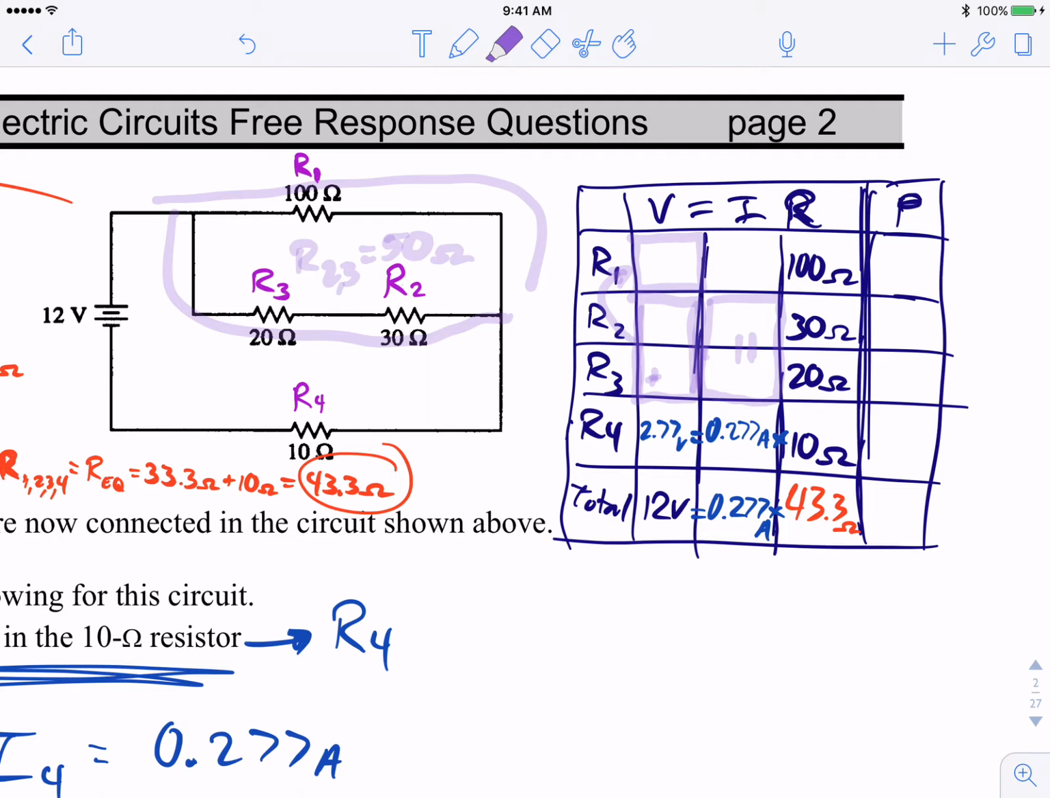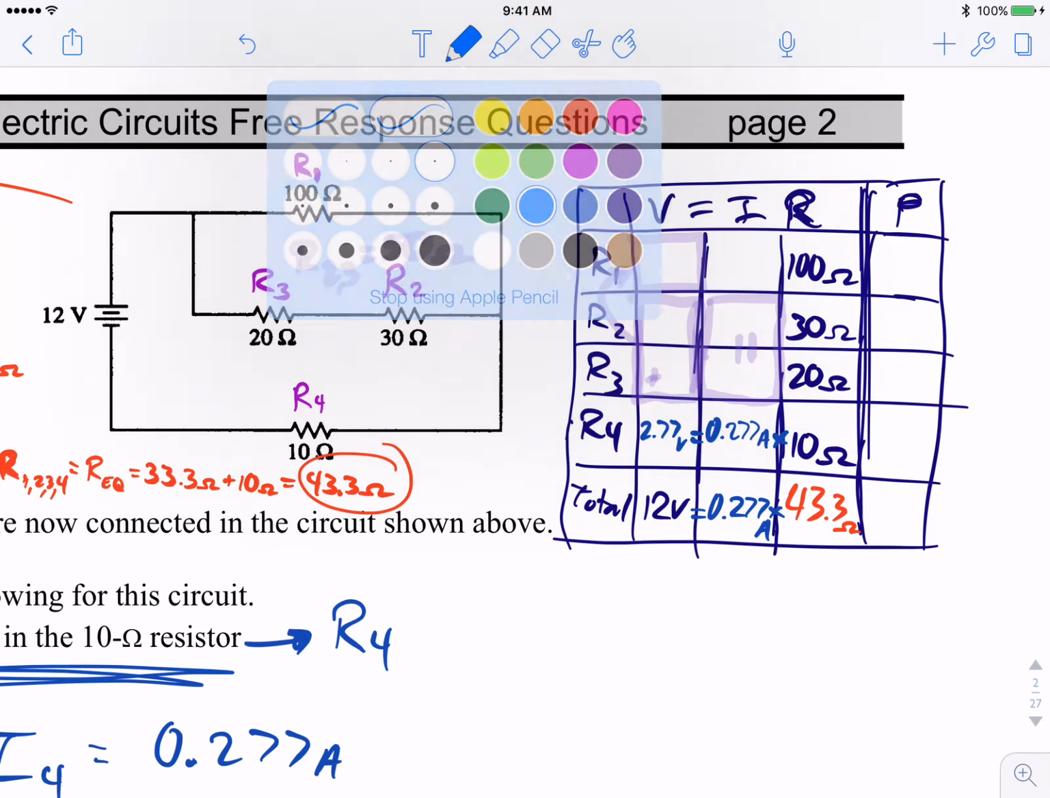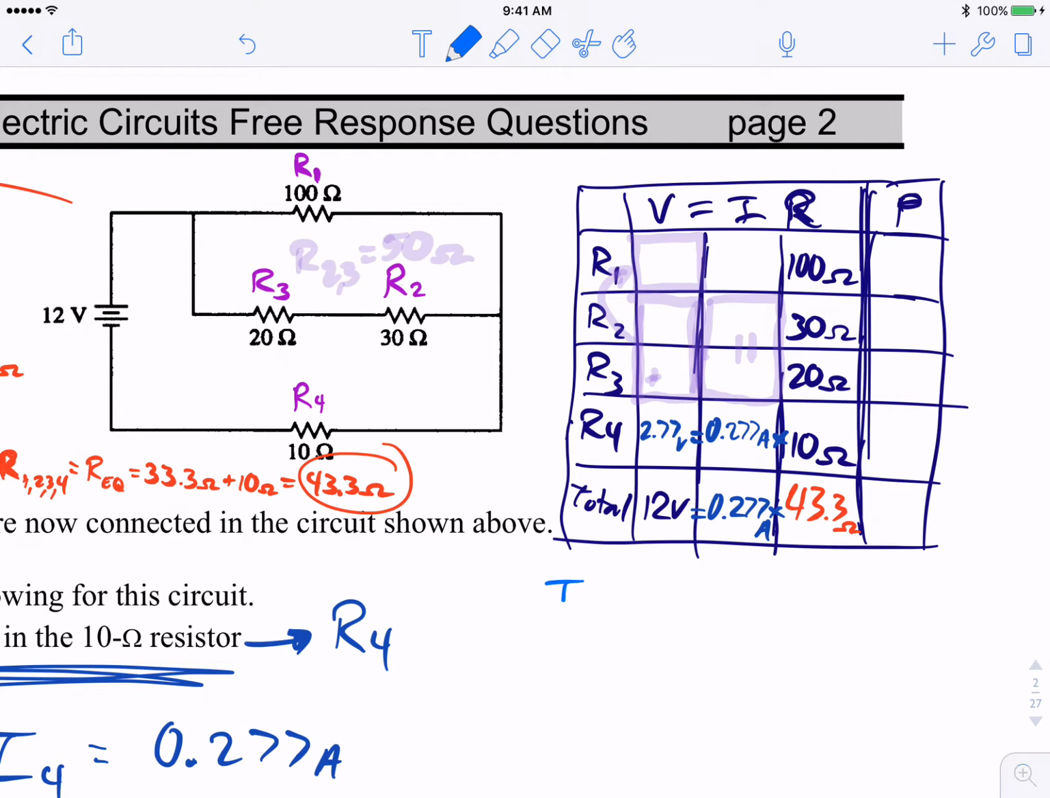So how can we take our 0.277 amps and split it so that we get two different currents, one of which is twice as much as the other one? Now mathematically, just to practice writing things in math language, that could look like this.